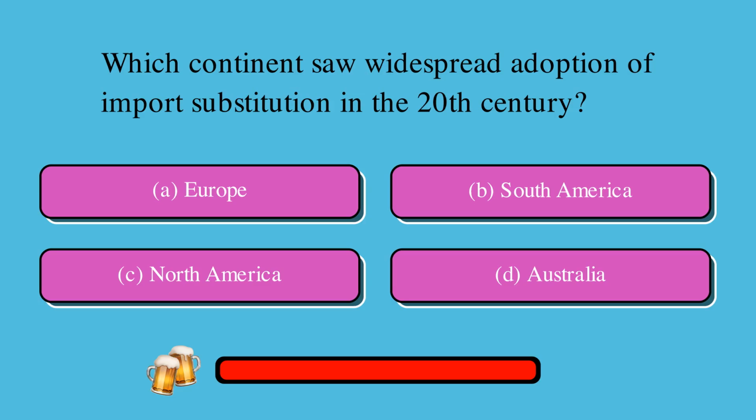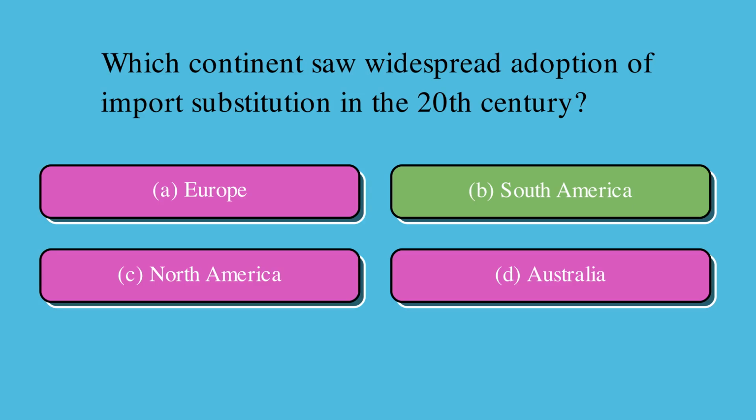Which continent saw widespread adoption of import substitution in the 20th century? Is it A, Europe, B, South America, C, North America, or D, Australia? The correct answer is B, South America.